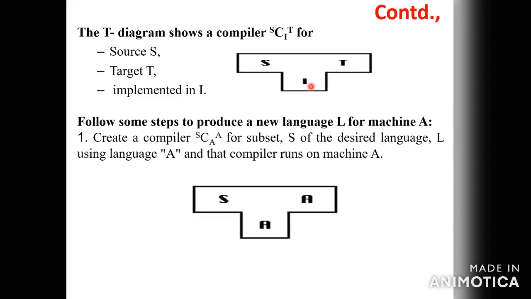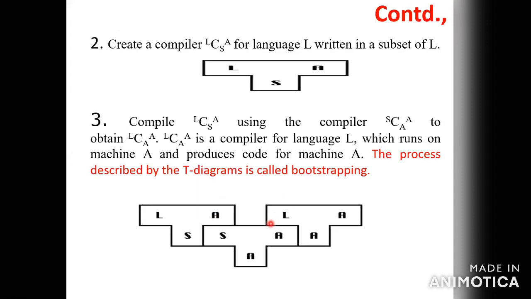How do we implement source to the target language for the bootstrapping conversion? The first step is to create the compiler. Check the diagram. Create the compiler to produce a new language L for a machine, capital A. Given the source language, the output target is machine A. But what is the implementation? I want to write the conversion for A. Second thing, based on the source language, I can change the implementation part.